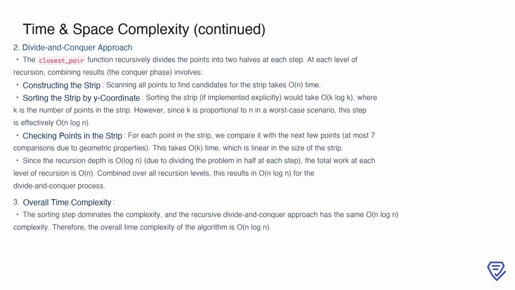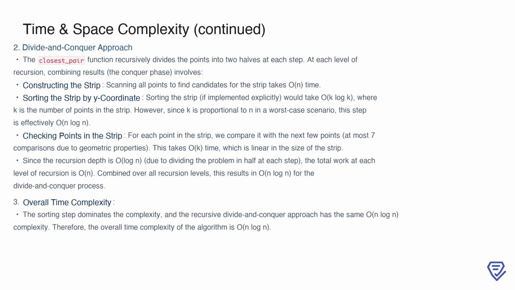Now, let's break down the divide and conquer approach. The closest_pair function splits the points into two halves recursively, which divides the problem into smaller subproblems. The conquer phase involves three key steps. First, constructing the strip of points that fall within a given range takes n time, as every point needs to be scanned. Second, sorting the points in the strip by their y-coordinates may take k log k time, where k is the number of points in the strip. However, since k is proportional to n in the worst case, this step simplifies to n log n.